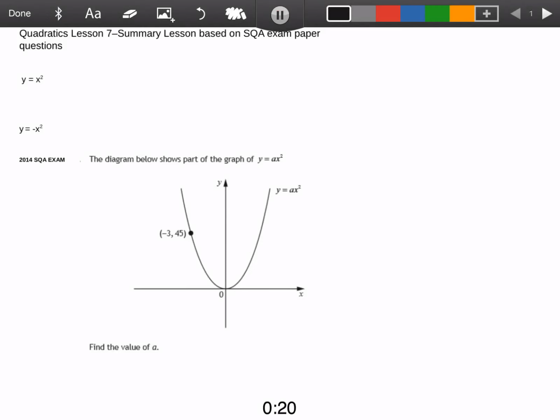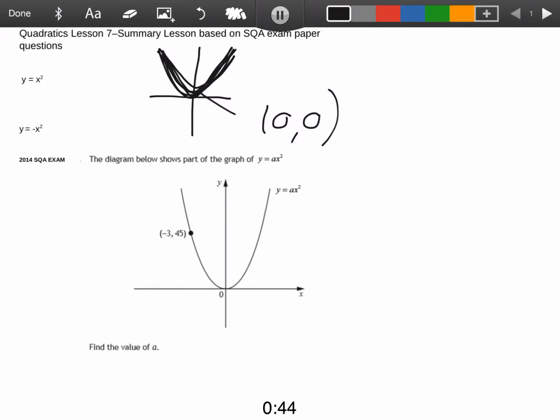Okay, so first thing, let's remind ourselves what the y equals x squared graph looks like. The turning point at the bottom is 0, 0. That's the minimum turning point, okay? That graph going through 0, 0, I know it's not perfect, but that is the graph of y equals x squared. We're just talking about the sketch of it. It looks like that. That's the general shape of it.